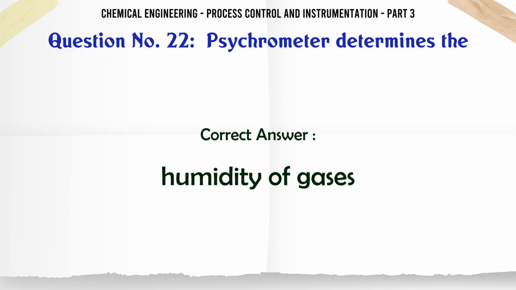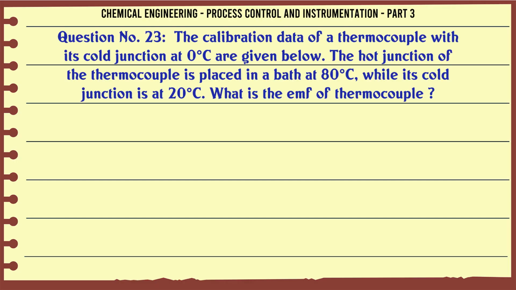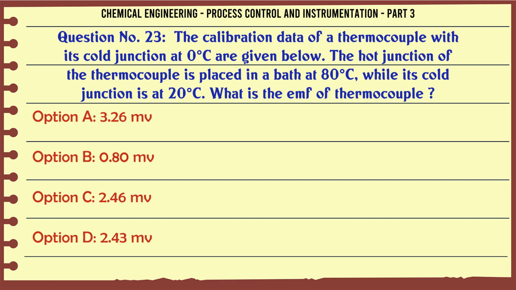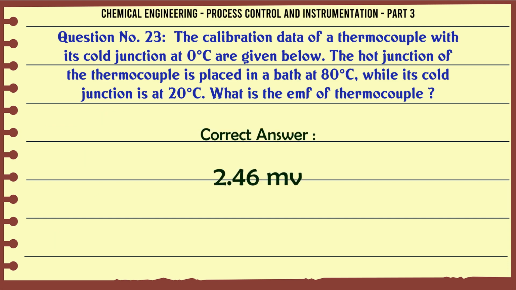The correct answer is humidity of gases. The calibration data of a thermocouple with its cold junction at 0 C are given below. The hot junction of the thermocouple is placed in a bath at 80 C while its cold junction is at 20 C. What is the EMF of the thermocouple? A 3.26 mV, B 0.80 mV, C 2.46 mV, D 2.43 mV. The correct answer is 2.46 mV.